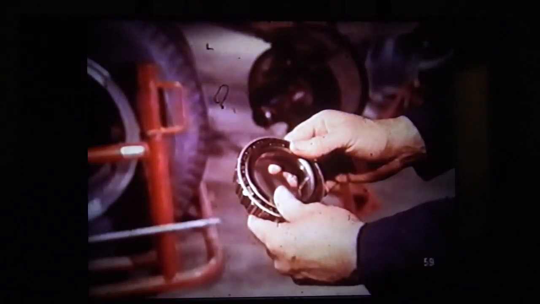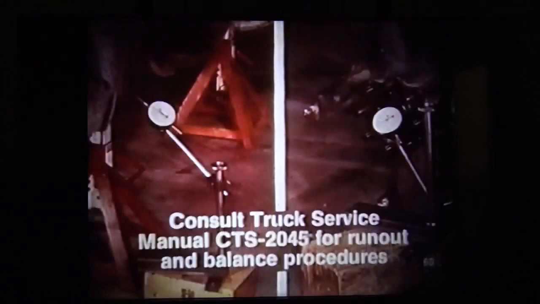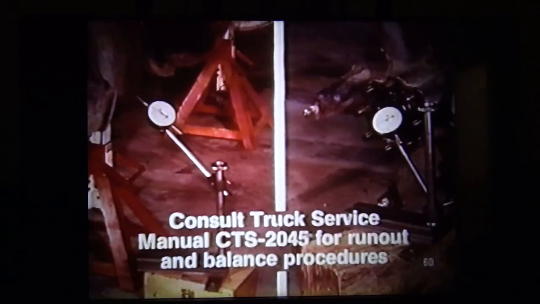Should the vibration still persist, check for looseness or rough operation of the rear wheel bearings. If the bearings are suspect, inspect them and replace the defective parts. Retest the unit to confirm the repair. If that doesn't solve the problem, check the brake drums and hubs for excessive runout and balance, according to the procedures outlined in Truck Service Manual CTS 2045.